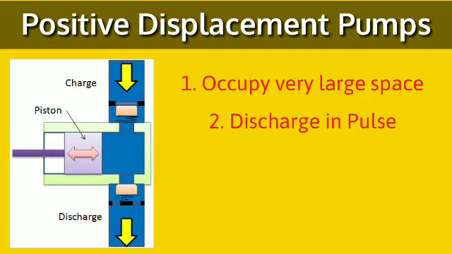In their suction stroke, they don't discharge anything. Only in their discharge stroke do they discharge the liquid. So your discharge is not continuous, but jerky. Because of these two disadvantages, the piston pump, or reciprocating pump, is rarely used on ships.